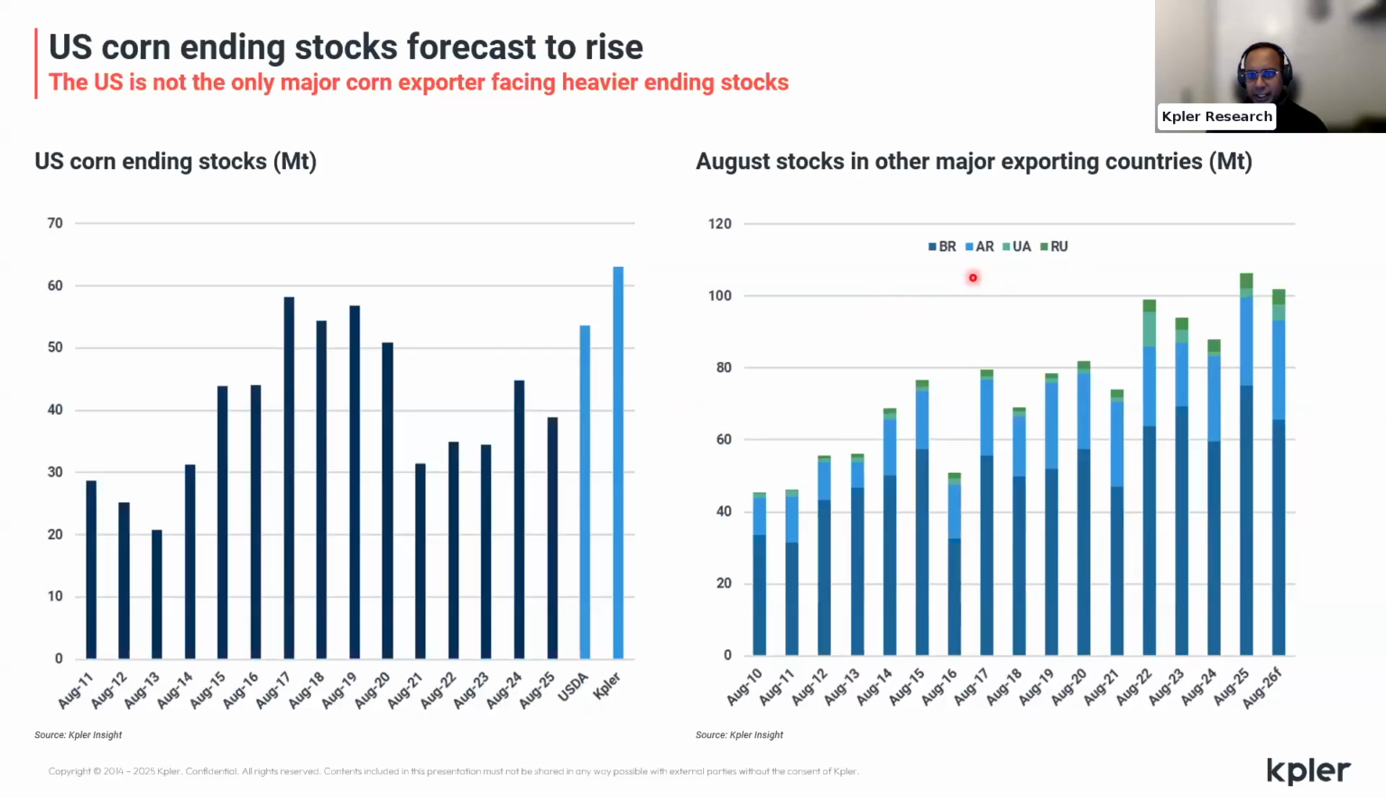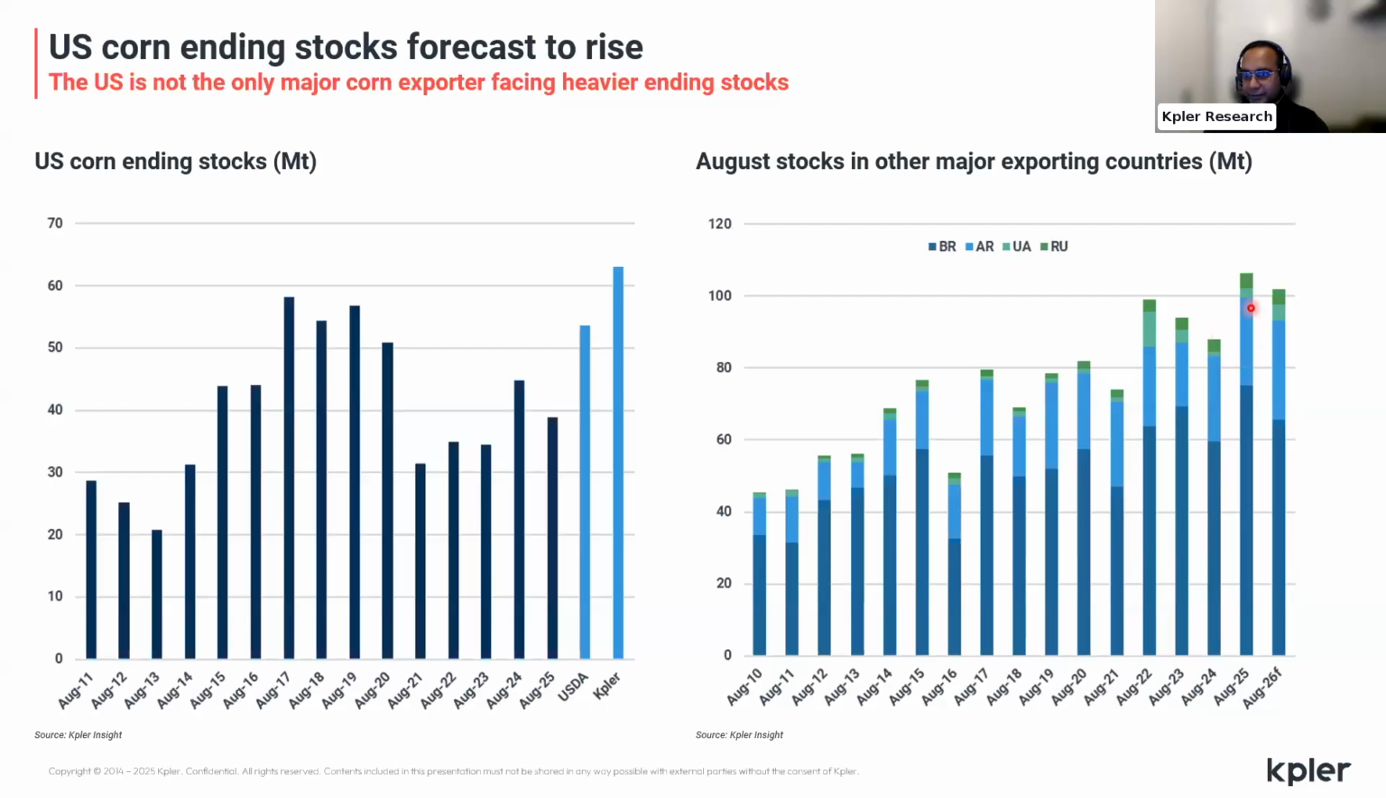Now we split the balance sheets monthly and looked at August ending stocks at all countries, just to compare it to the US and to previous years. So the reason why in 24-25 US exports were so high was this bar over here. August stocks at Brazil, Argentina, Ukraine, and Russia combined, and Brazil alone, were the lowest in 3 years at this point in August 2024. This was mainly because of a poor safrinha crop in 2024, and lower than trend yields in all major exporting countries.